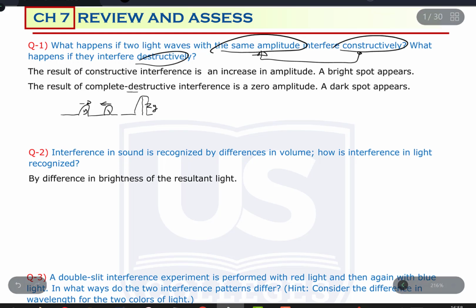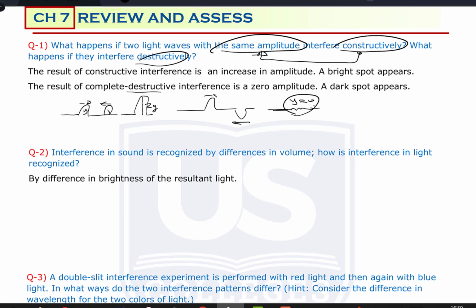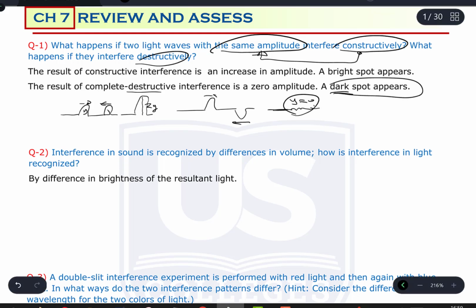But with destructive interference, one of them has, say, displacement in the positive direction, and the other one has displacement in the negative direction. When they come across each other, they completely cancel each other. So the amplitude is going to be 0 in this case, and if amplitude is 0, the energy will be 0. If energy is 0 for a light, a dark point or dark spot appears.